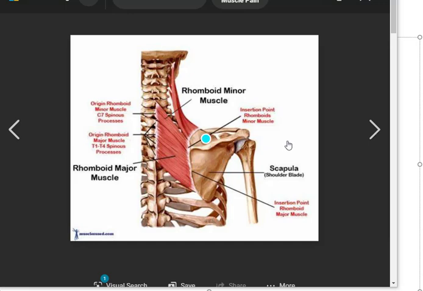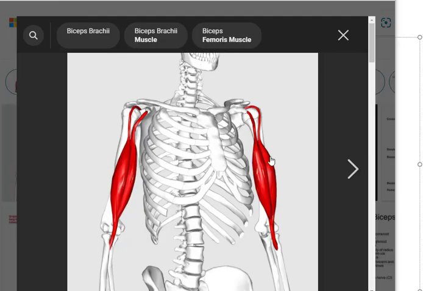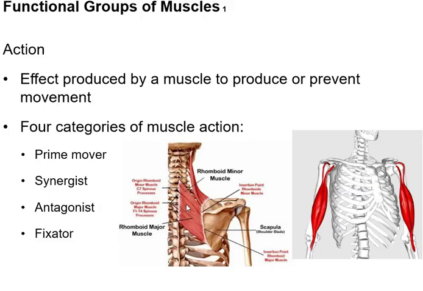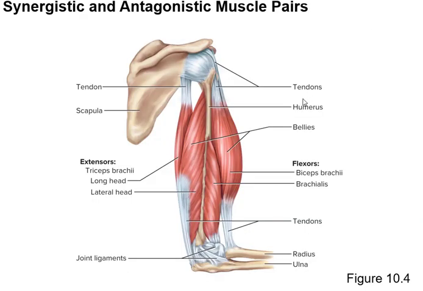So here are your rhomboids that are holding your scapula in place. And here are your biceps also attached to the scapula. So these are the fixator muscles, and this would be the prime mover. Right there. And now you know it's called biceps. It has 2 points of origin.